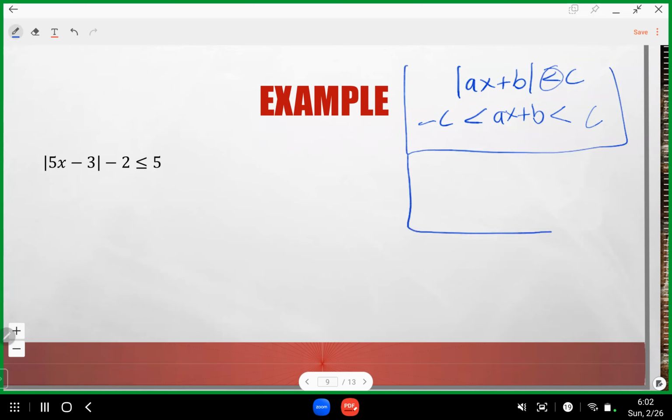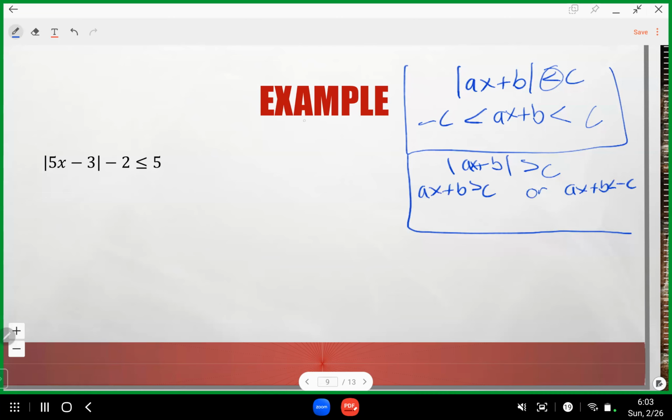Second scenario, if the absolute value of ax + b is greater than c this time, you can combine it into a compound inequality. You're going to have ax + b greater than c, or ax + b less than negative c. Then you get this: ax + b is greater than c, or ax + b is less than negative c.